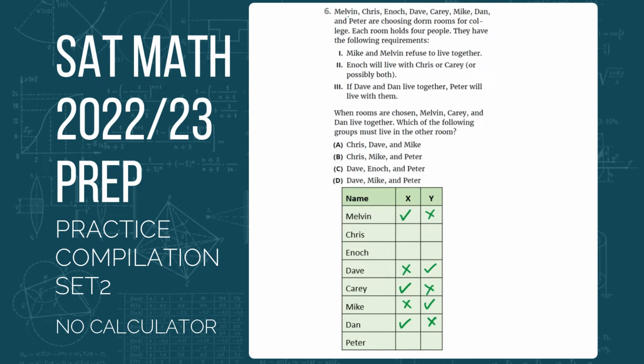All right. Enoch cannot live in this room. He has to be with Chris over here in this room, because if you put Chris here, there'd be more than 4 people in the room, and Peter will be in this room. In room Y, we have Matt, Dave, and Chris. Choice A is your right answer.